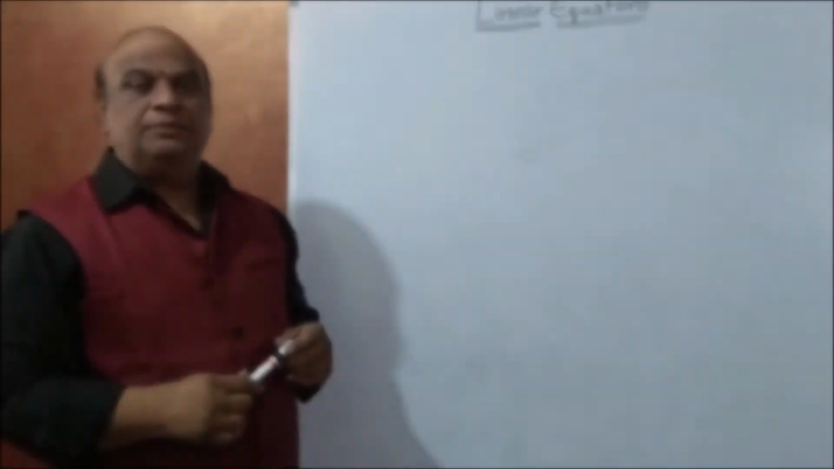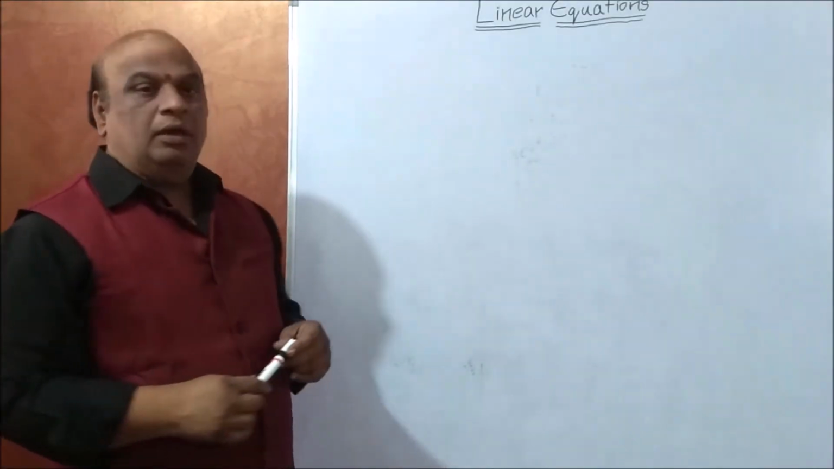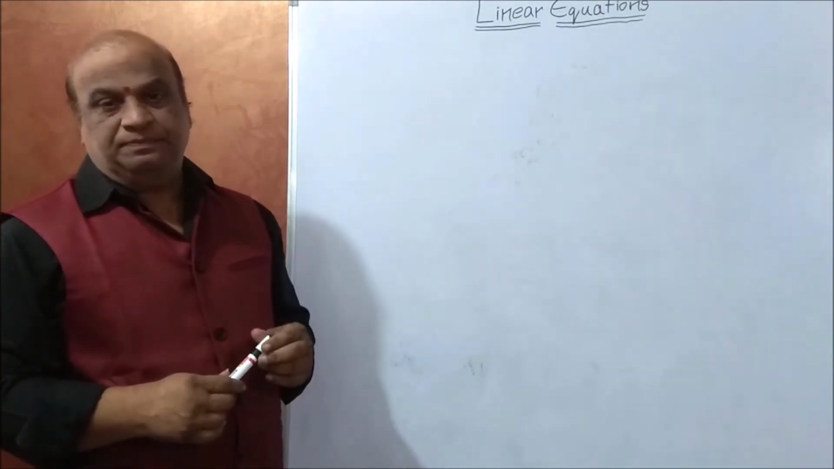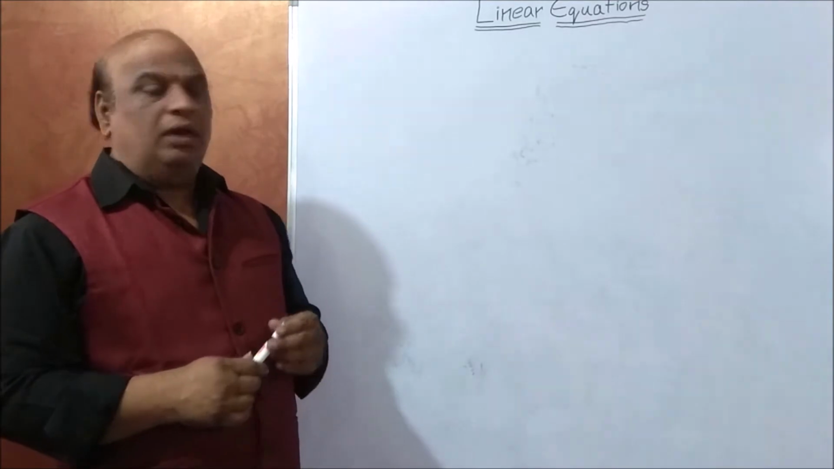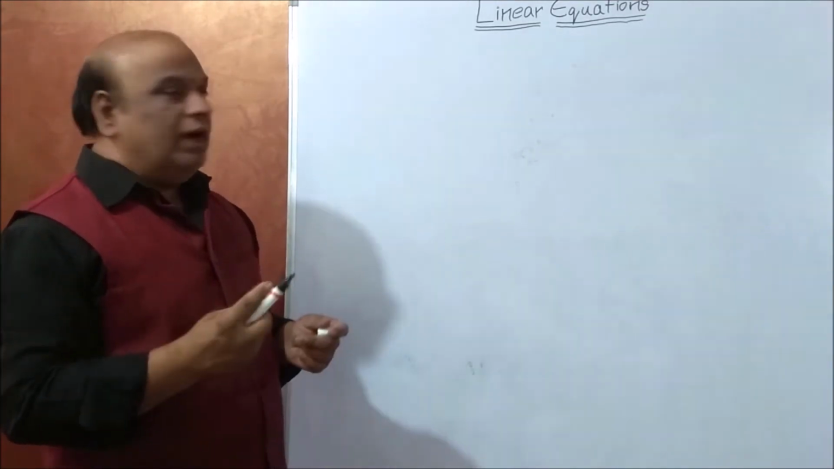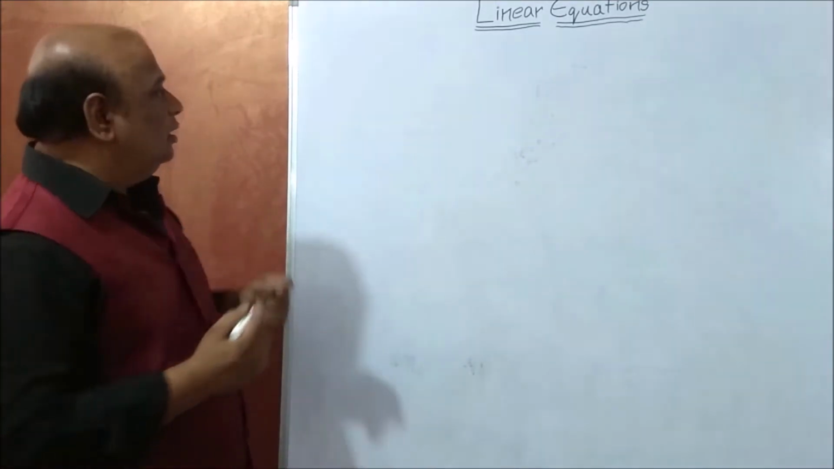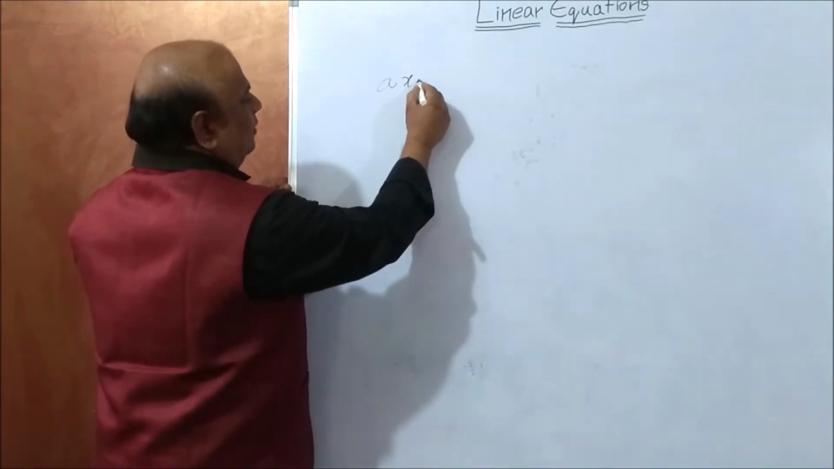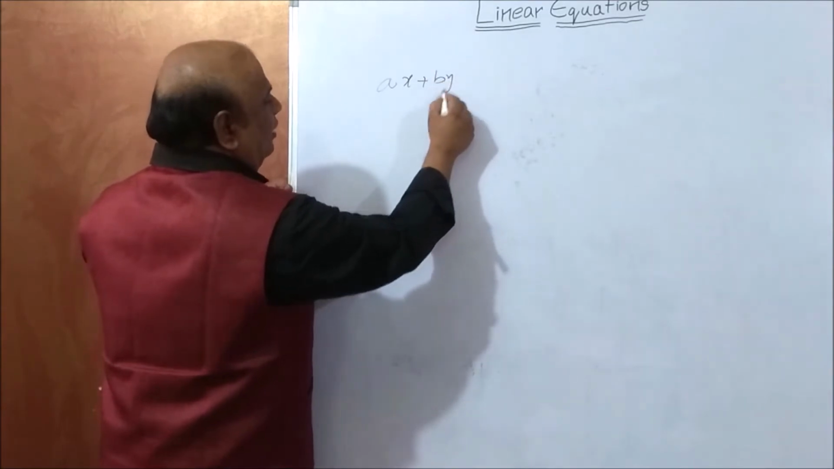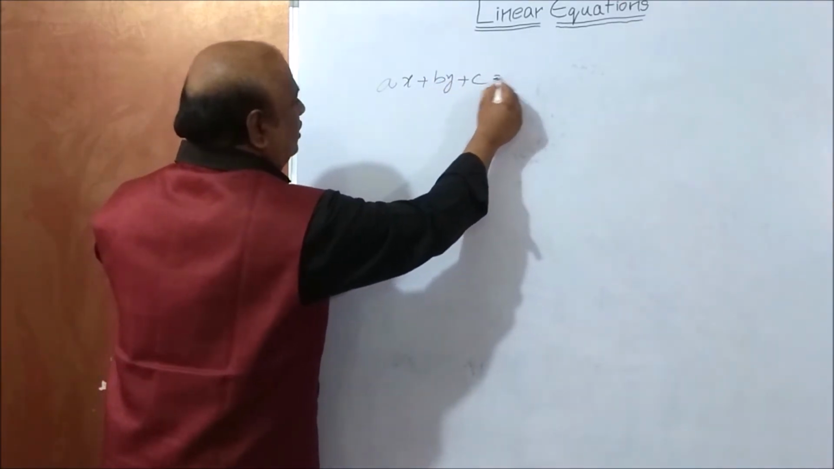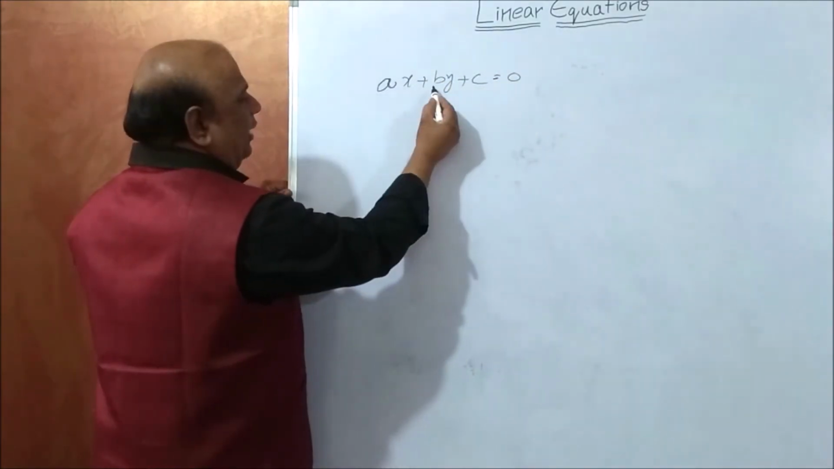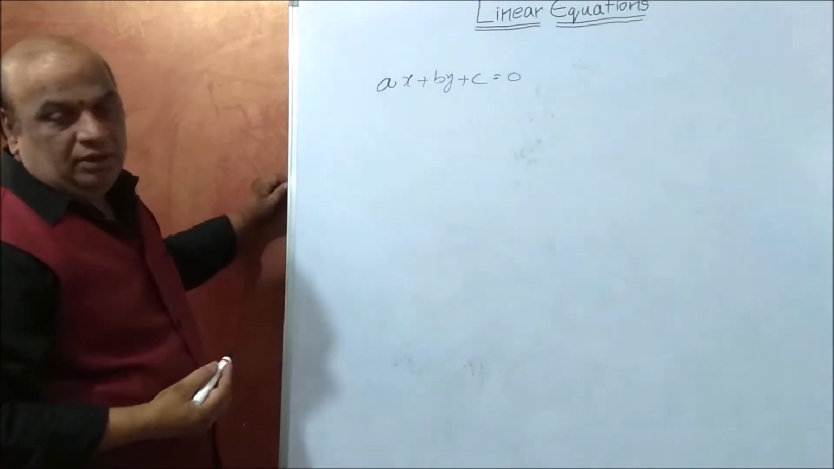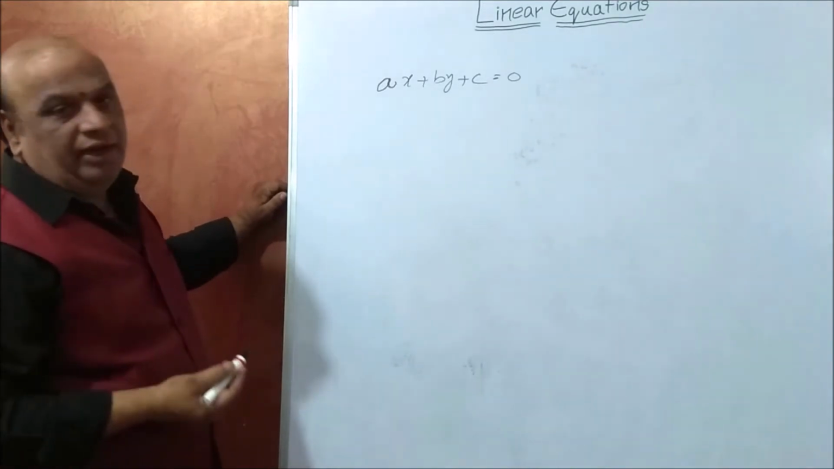Good morning, students. Today I am going to explain linear equations. First of all, what is a linear equation? Generally, ax plus by plus c is equal to 0. Ax plus by plus c is equal to 0 is generally called a linear equation.